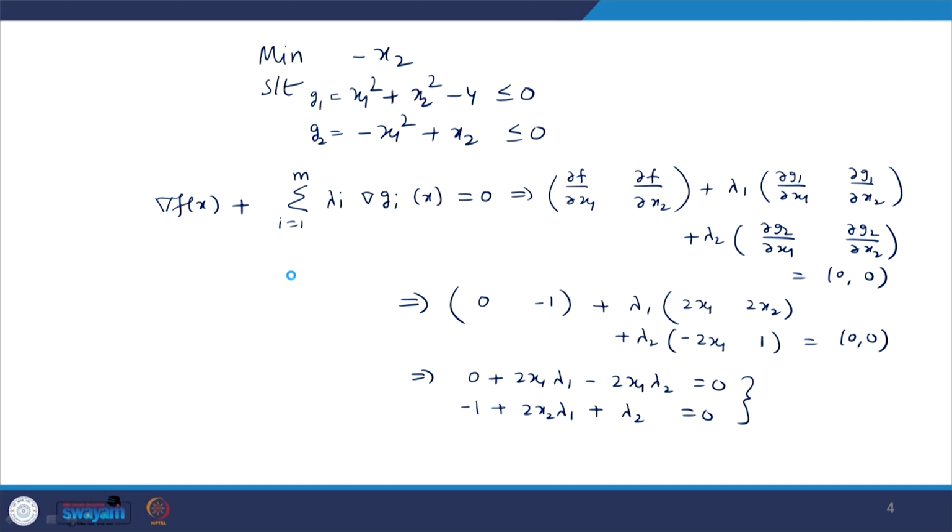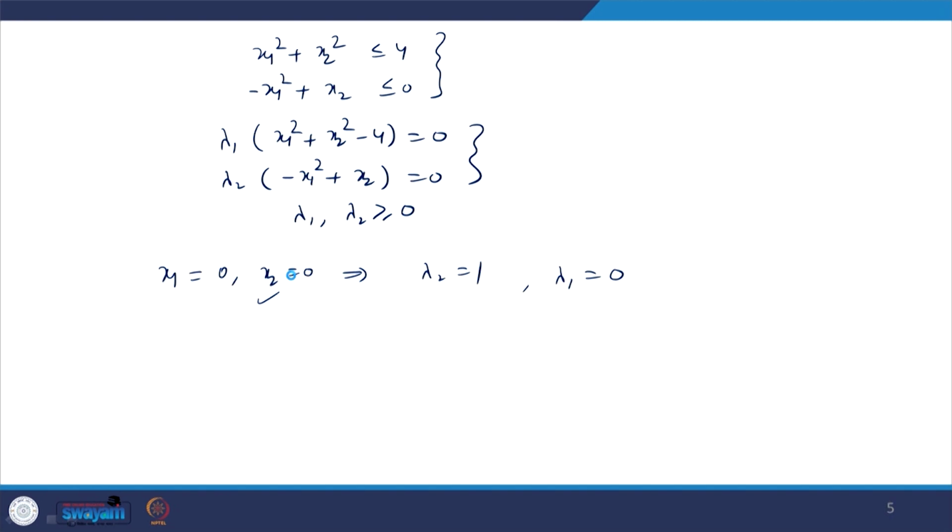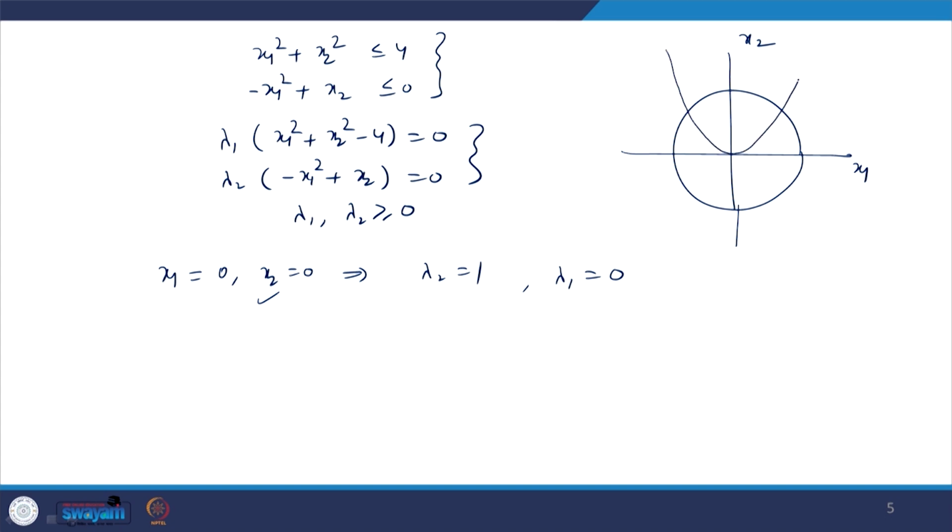What is the reason? The reason is that this problem is not a convex programming problem. Why? Because if you draw the graph of this problem, x1 square plus x2 square less than or equal to 4 means inside this circle, with x1 and x2 as axes, and minus x1 square plus x2 less than or equal to 0 means outside this parabola. That means inside this circle and outside the parabola, that is this region.